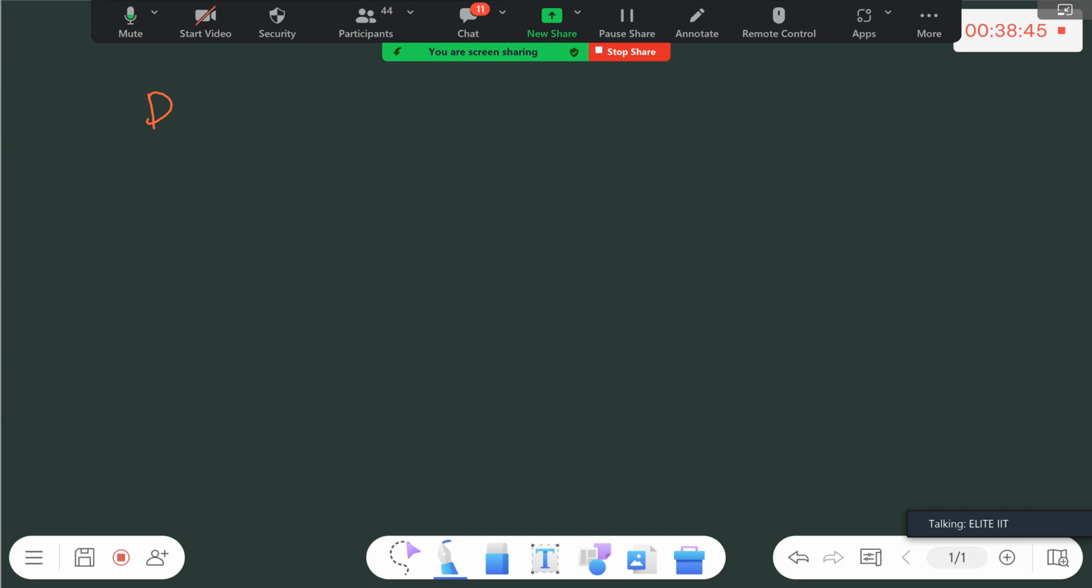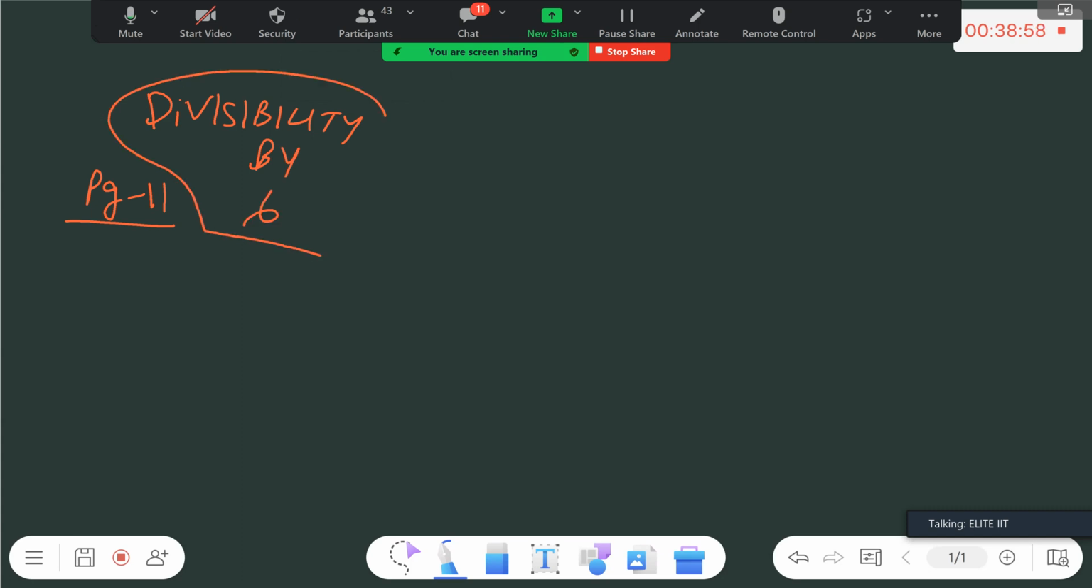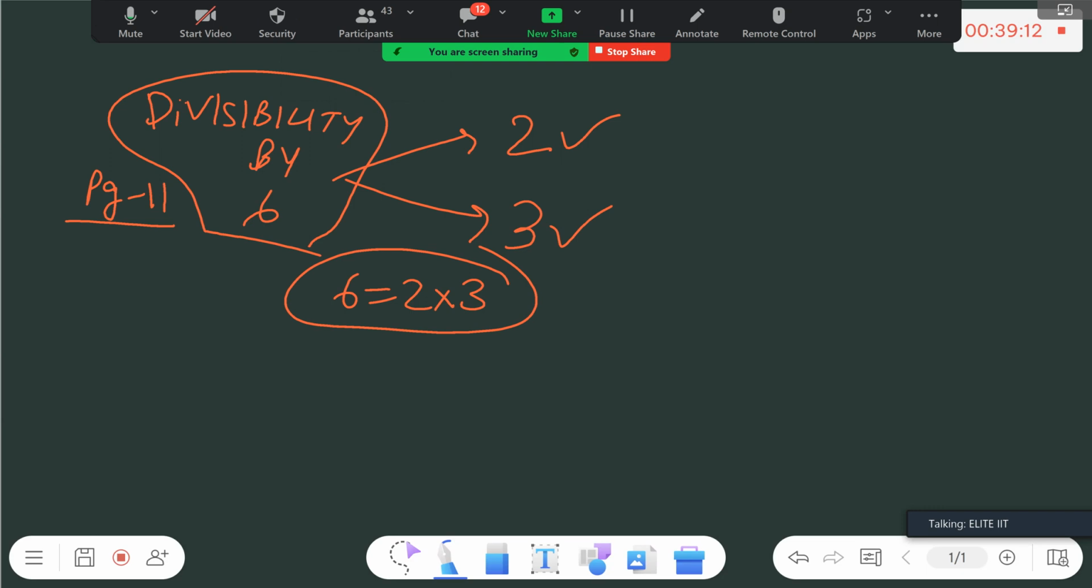Again, same page number 11, divisibility by 6. Now divisibility by 6 basically, how do you check it? A number is divisible by 6 if it is divisible by both 2 and 3. Why? Because 6 is equal to 2 into 3. So if a number is divisible by both 2 and 3, then it is divisible by 6.